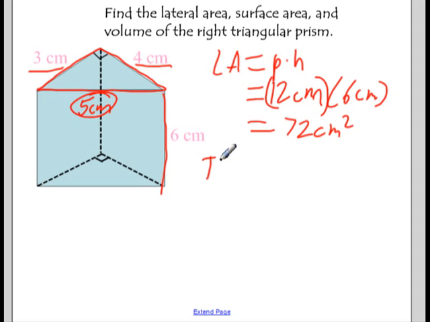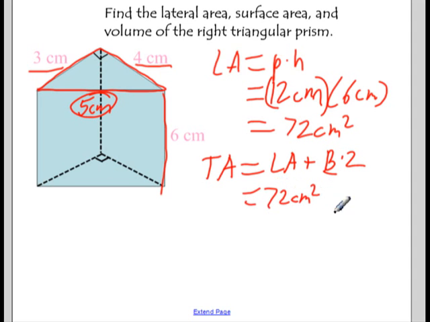Then, to find the total surface area, we're going to do the lateral area plus the area of the bases times 2, because there's 2 of them, the top base and the bottom base. And they're congruent, so we just take one of them and multiply it by 2. Well, the lateral area we already figured out. That's 72 square centimeters. And then what's the area of the base? Well, in this case, it's the area of this triangle. And you may remember that since it's a right triangle, we can use the 2 legs as the base and the height. That's a special case.